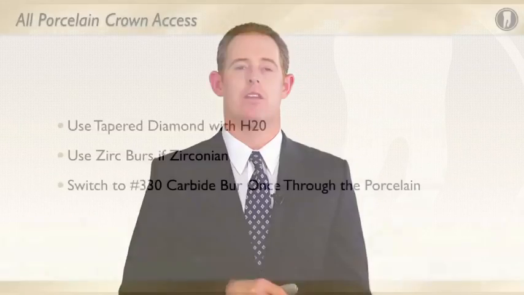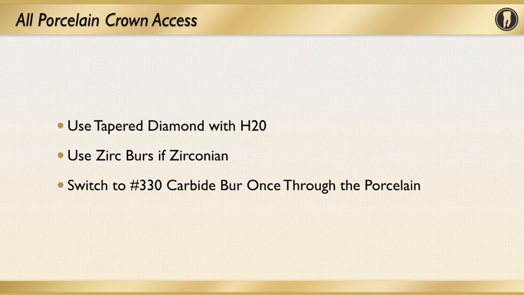Now, what about an all porcelain crown? Especially on the anteriors, we're starting to see a lot of those cases. Most of these cases are zirconia or Emax, some kind of very hard porcelain, and in some cases you need a special zirconia burr to get through. These are the cases where you can use a tapered diamond. You have the water on the whole time, and I make a small access on the lingual, the same spot we've been discussing before. Go ahead and get through the porcelain, whether it's regular porcelain or zirconia. Once you pop through the porcelain, I switch over to a 330 long carbide burr, or a number 2 diamond round burr.